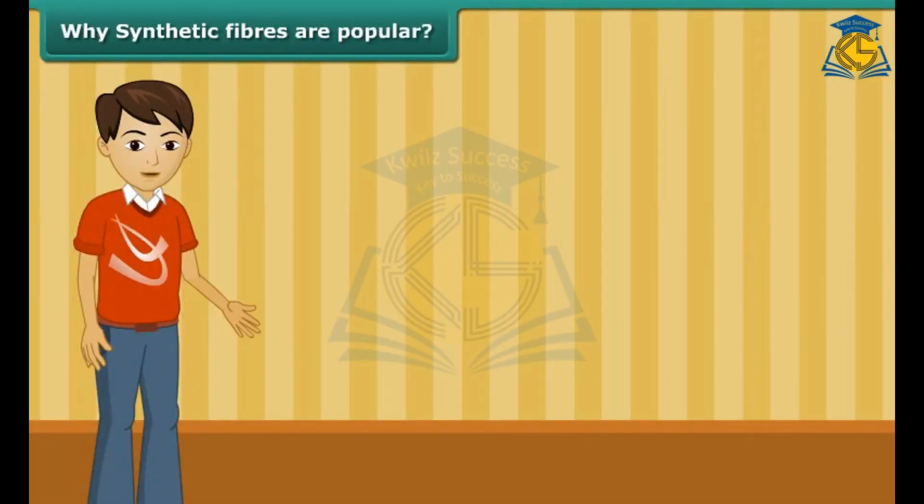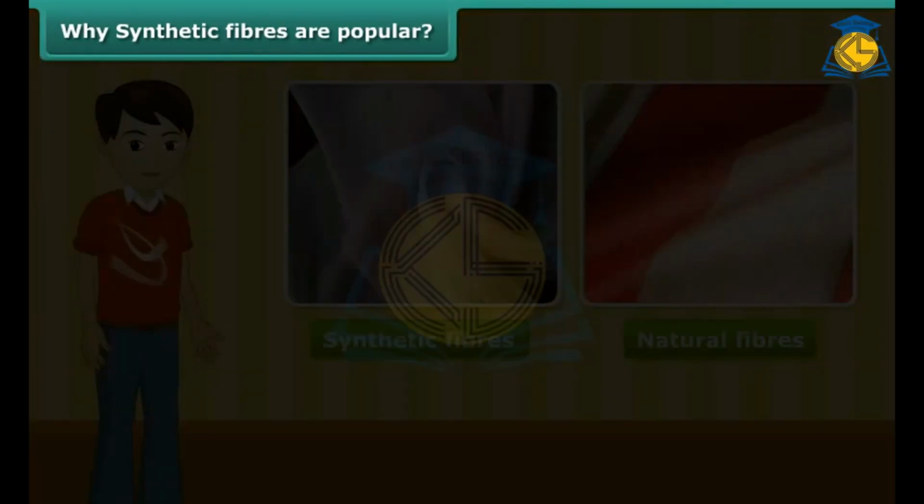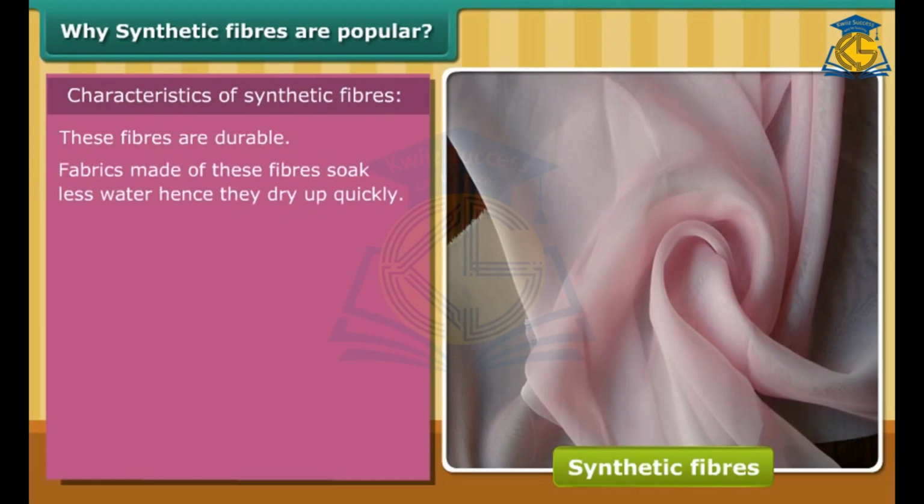By now you know what makes synthetic fibers more popular than the natural fibers. Let us recall the characteristics of synthetic fibers which make them so popular among us. Because of high strength of synthetic fibers, they can easily bear heavy loads without breaking. These are durable. Fabrics made of these fibers soak less water, hence they dry up quickly.